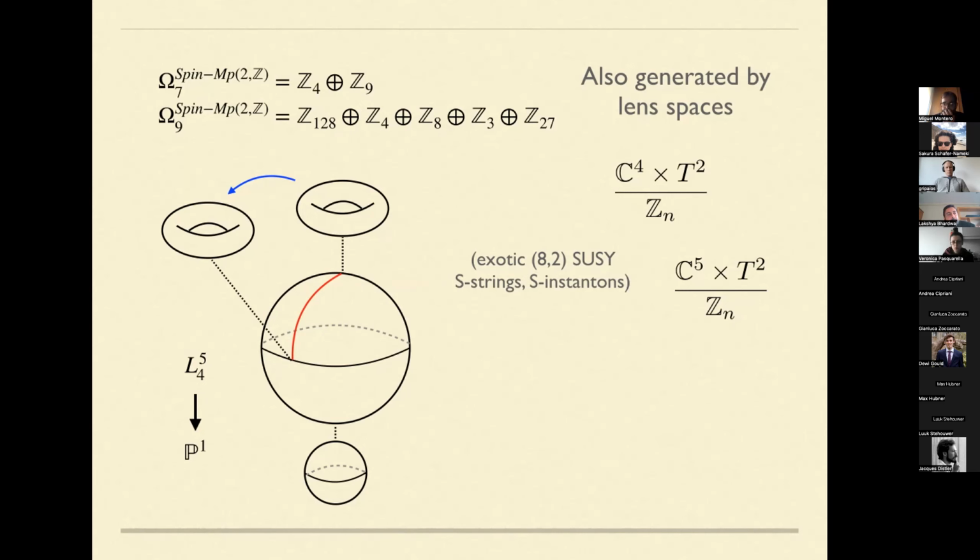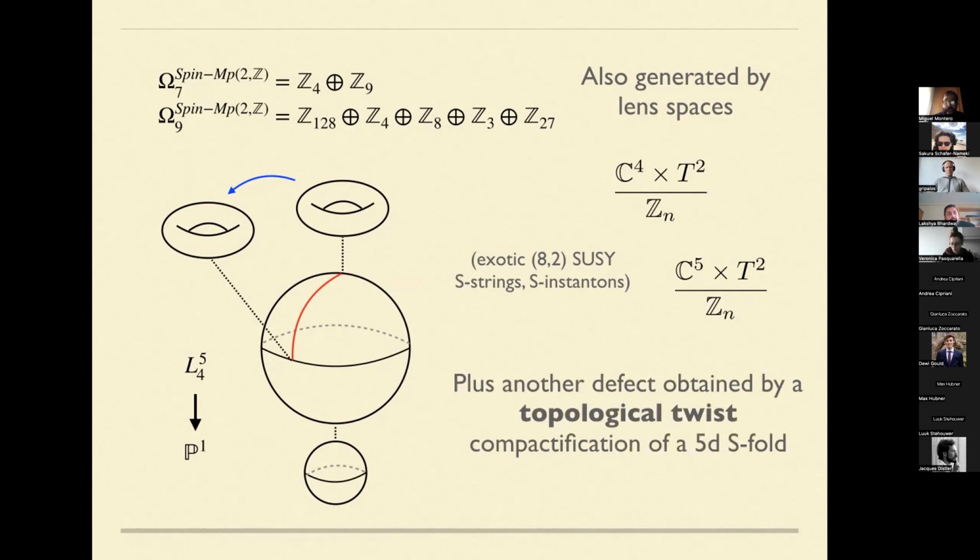But I think there's a possibility we get something which has (8,2) supersymmetry, what we call S-strings and S-instantons. And finally, there's just one class which just comes from wrapping an S-fold with a topological twist. Okay, so sometimes you are not discovering new objects. Sometimes it's just interesting compactifications of the objects you had before. Okay, so I've discussed all the omega odds together because they're all lens spaces, so they can be discussed uniformly. Before I move on, are there any questions about any of these guys?